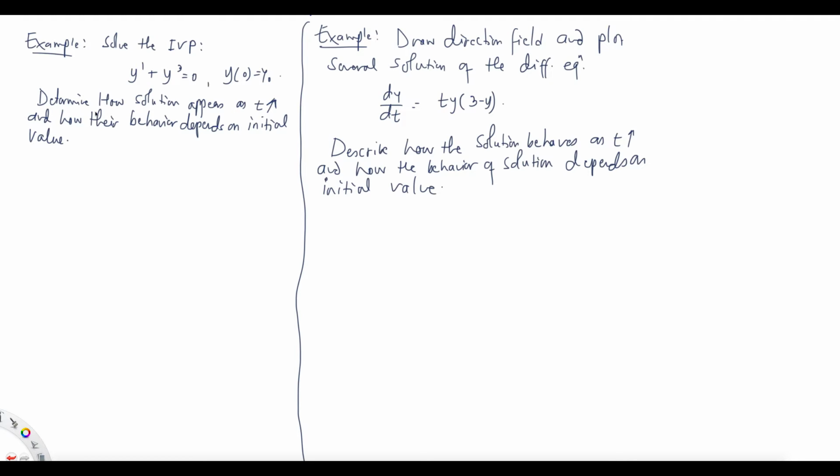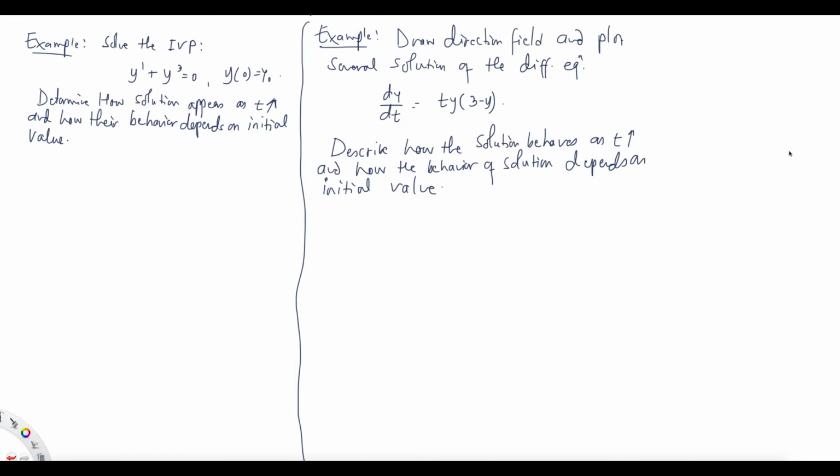The first example here is: solve the initial value problem y prime plus y cubed equals 0, y at 0 equals y sub 0. Determine how the solution appears as t increases, and how its behavior depends on the initial value. Because it says determine how the solution appears, let us solve this.